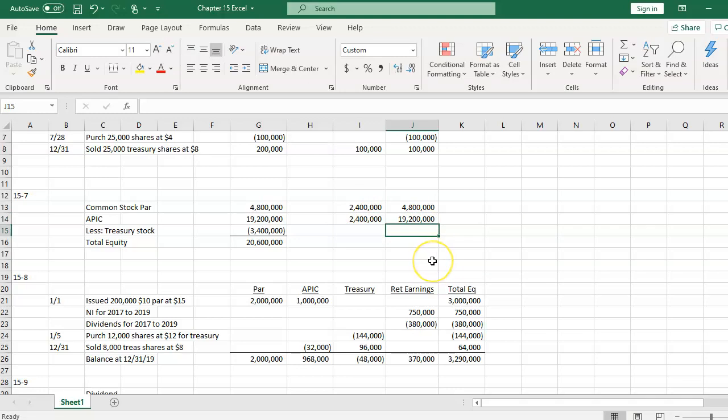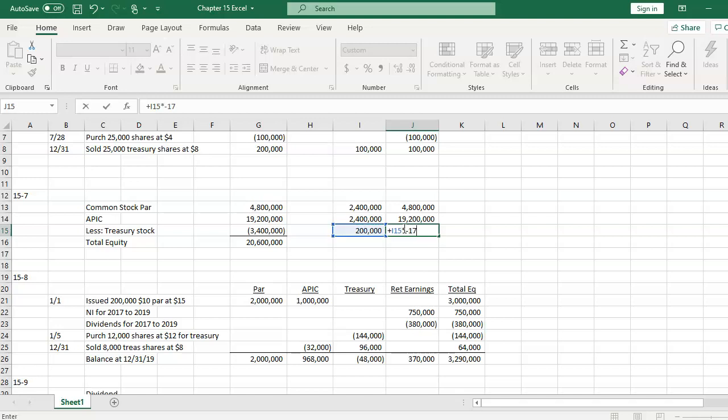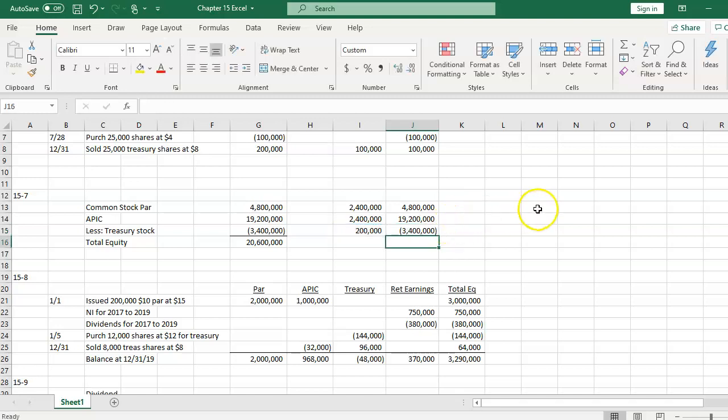And then the treasury stock, if you recall, we bought that at $17 per share, and there were 200,000 shares. We bought 200,000, and that was at 17. So if I take 200,000, I'll just do negative 17, so we get a negative answer. We get the 3.4 million. So that's how I got those numbers right there. Okay, so that was question 7.